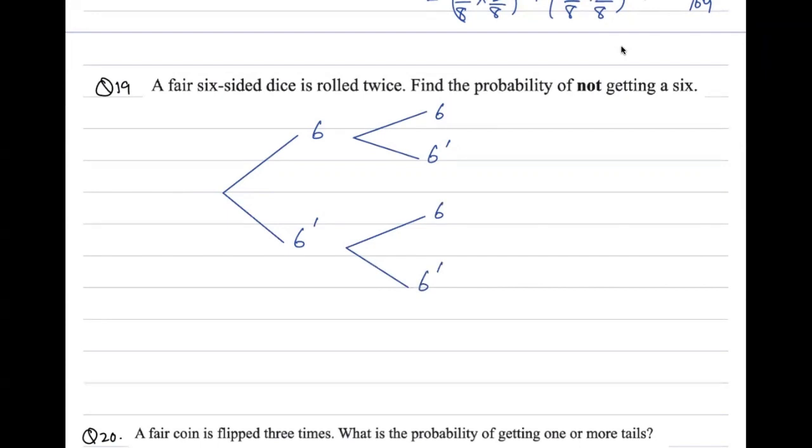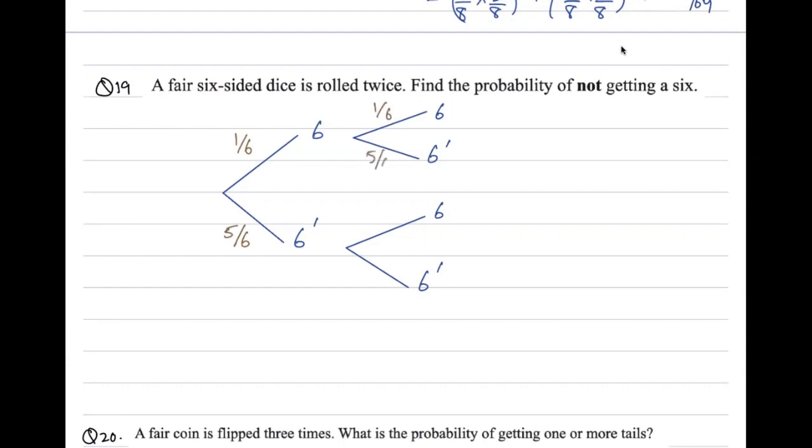Omar, what is the probability of getting a 6 on the first dice? 1 over 6. 1 upon 6. And what is the probability of not getting a 6? 5 over 6. Okay. Will the probability be the same in every case?